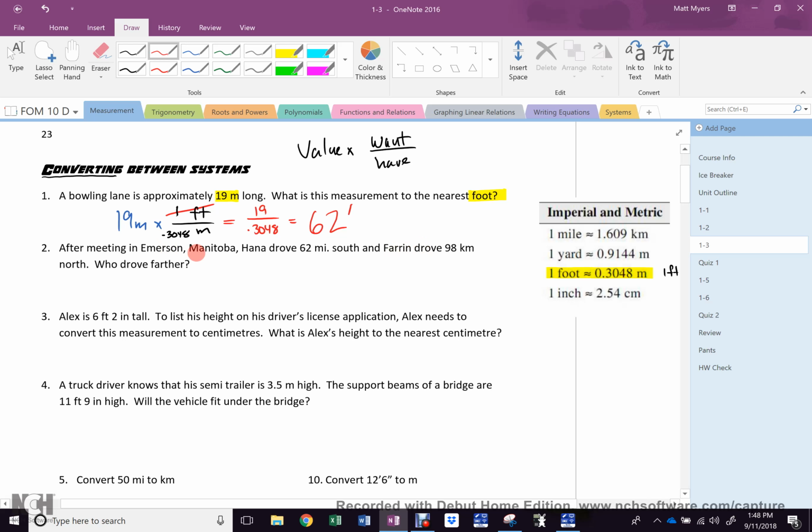Why you would ever want to meet in Emerson, Manitoba, that's up to you. But I've never been to Emerson, Manitoba. Maybe it's a lovely town. I don't know. Winnipeg is a pretty lovely town. Sometimes.